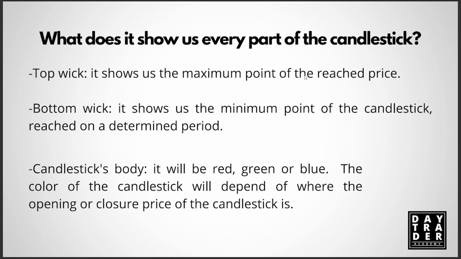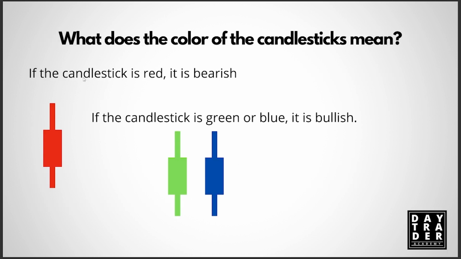What does every part of the candlestick show us? The top wick shows us the maximum point of the reached price. The bottom wick shows us the minimum point the candlestick reached in a determined period. The candlestick's body will be red, green, or blue. The color of the candlestick will depend on where the opening or closure price of the candlestick is. It's easy, right? Now let's go.